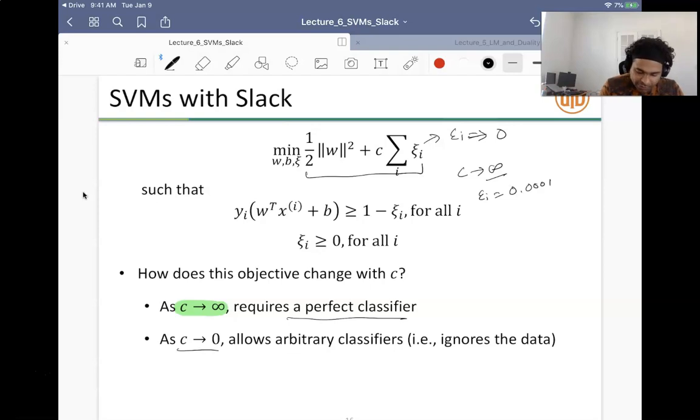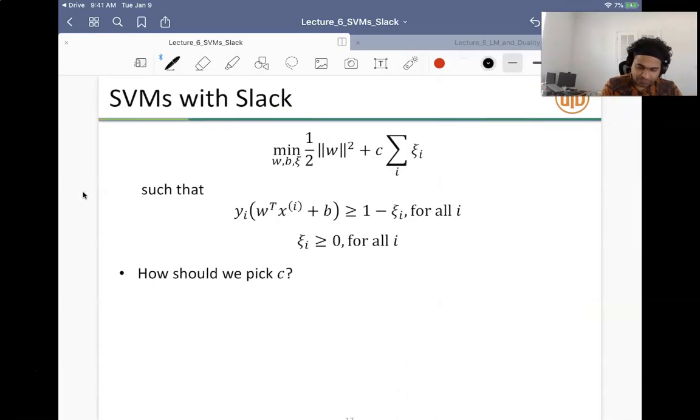Now what if C goes to 0? I'm basically saying that I don't want this term at all. Then I have arbitrary epsilon, arbitrary w, so I essentially allow arbitrary classifiers and completely ignore the data. Obviously that is also bad. So we want something in between that takes care of the trade-off between these two, and that's why C is called a hyperparameter.